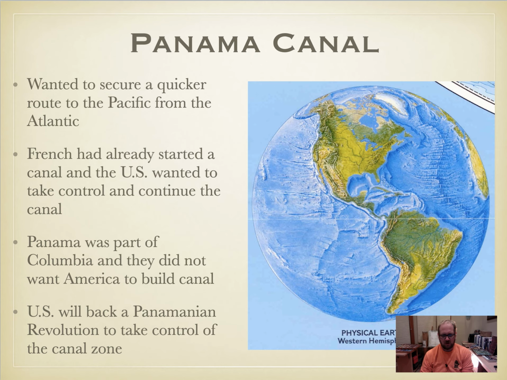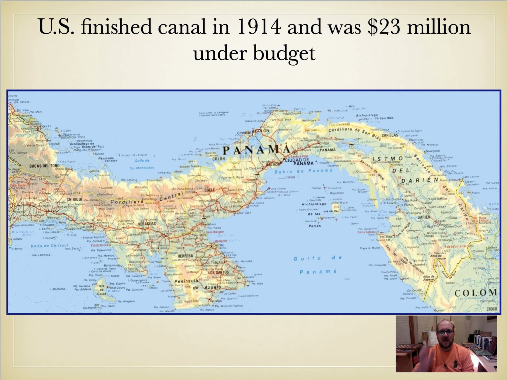We'll use our strong Navy to go down there and threaten the Colombians. If they don't let Panama basically become its own country, then we'll intervene. And of course, what the Panamanians promised Americans are full control of the canal zone to build the canal, which we do, actually coming in under budget in 1914.